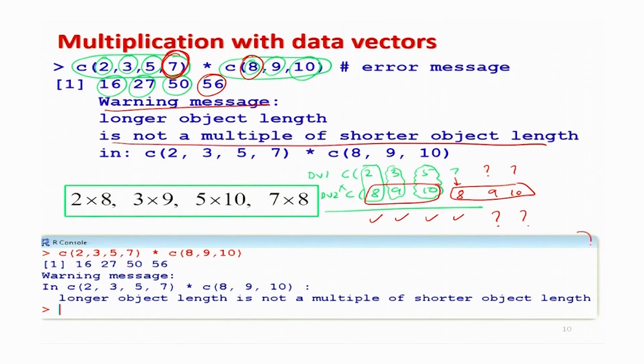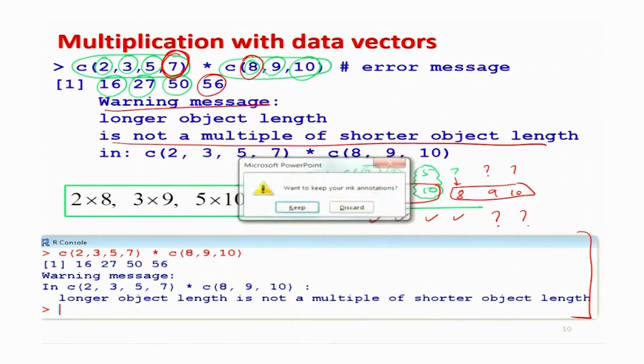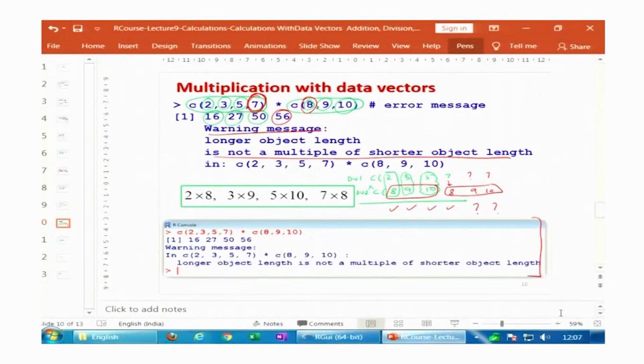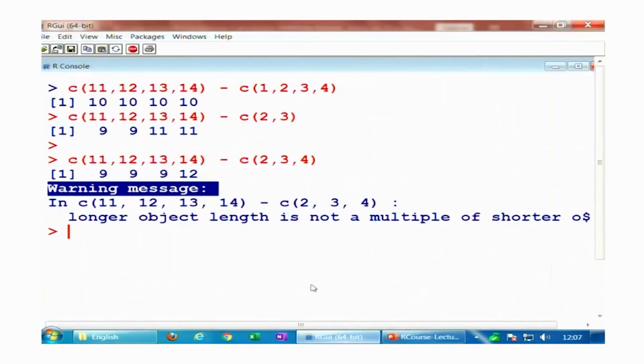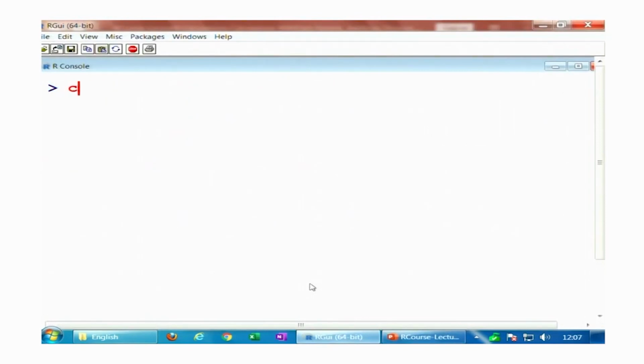And so, this is here the screenshot of the same operation when you try to do it on the R console, right. So, let me try to quickly show you these operations on the R software also, so that you can understand them very easily. So, if I try to take here a data vector, say 2, 3, 4, 5, and if I try to multiply it by another data vector 7, 8, 9 and 10.